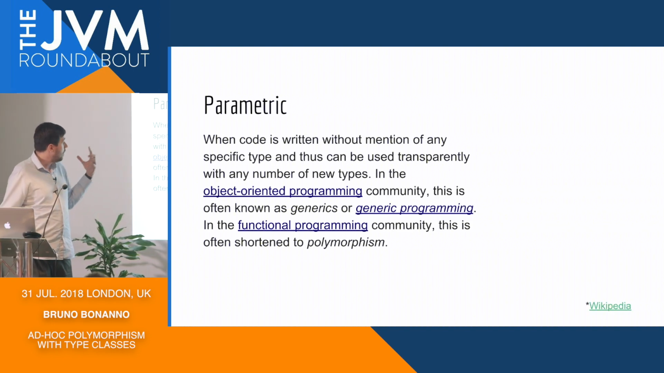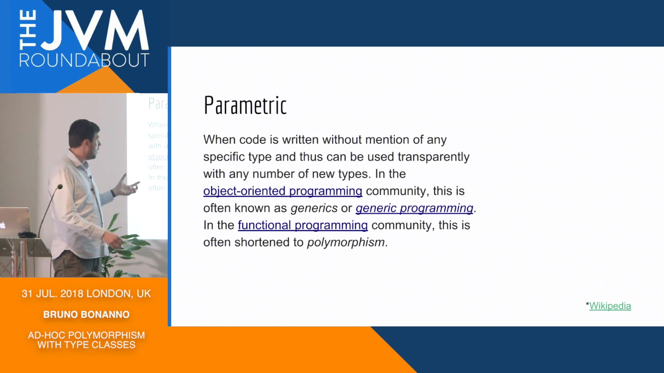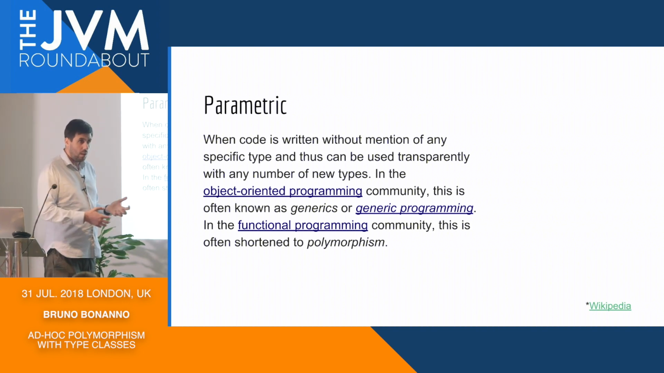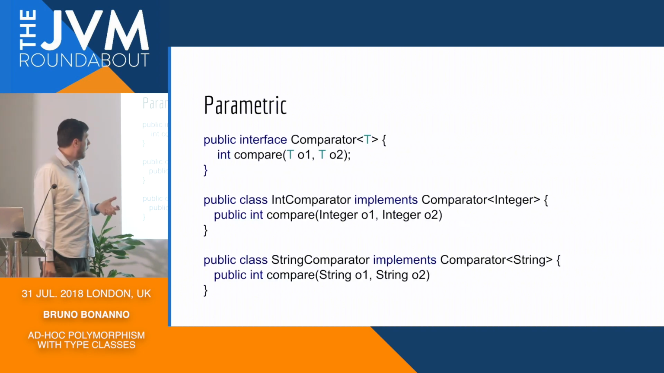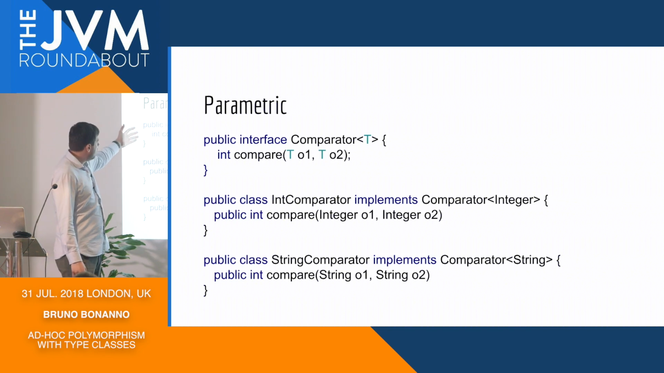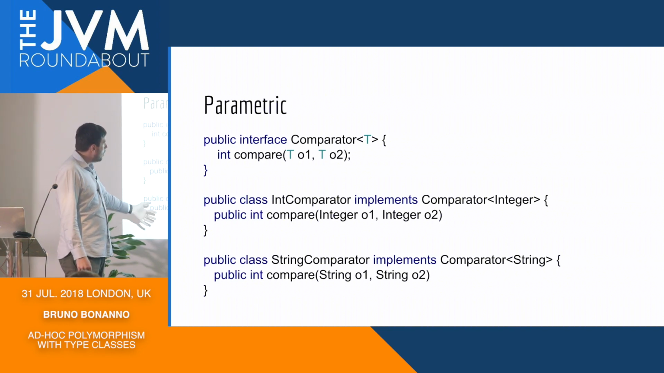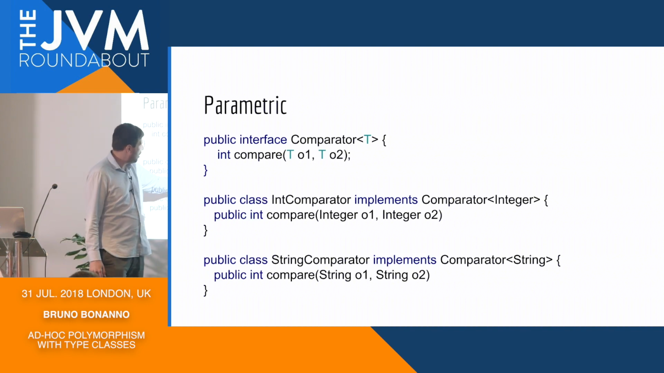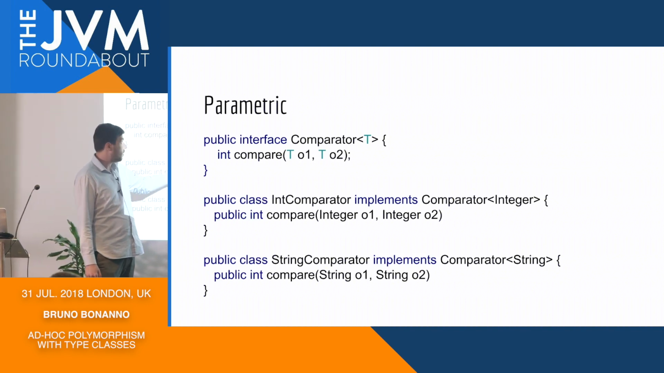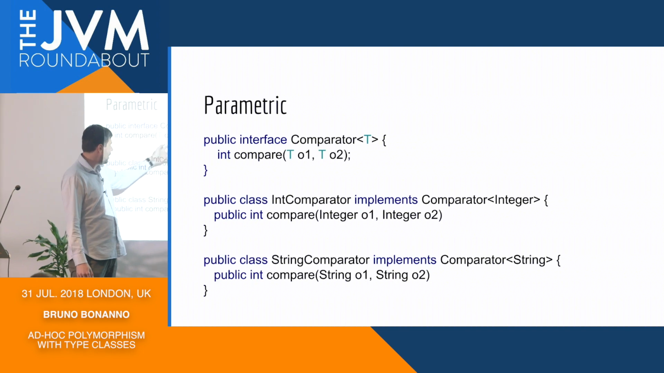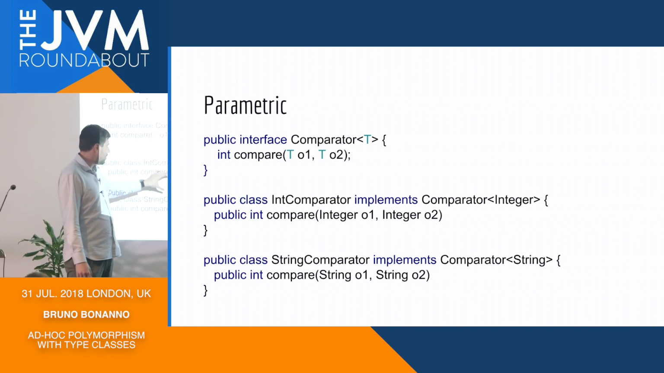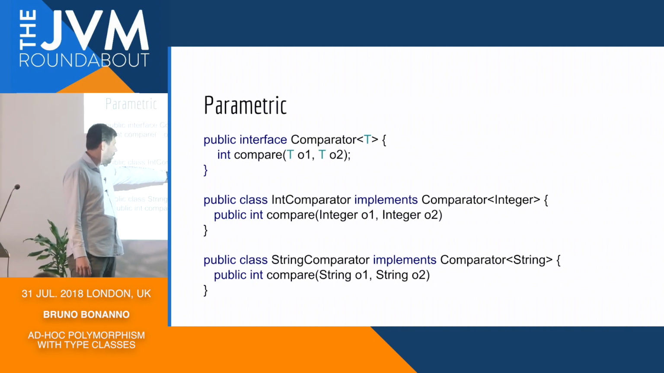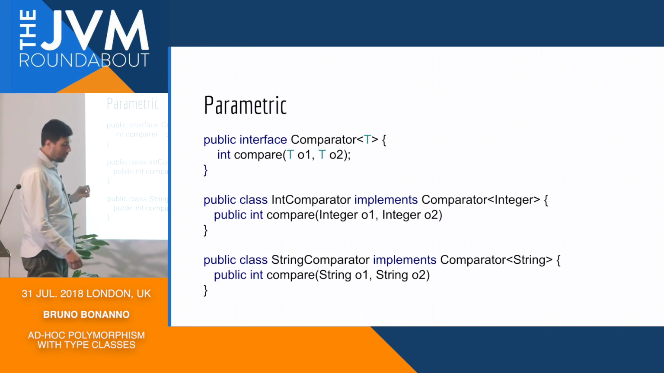Which leads us to the third type, which is parametric, which is basically generics. If we look at the same example again and we have generics, then we can implement the comparators, and they are type safe, because this is going to be checked at compile time that you are not doing something fancy, and if you get here something, it is going to be an integer.